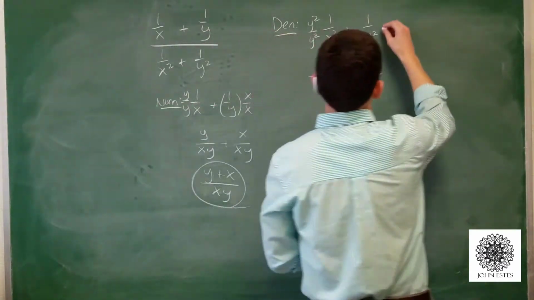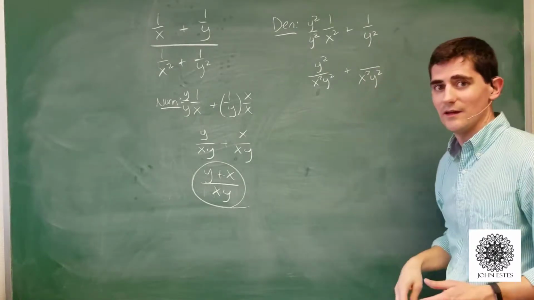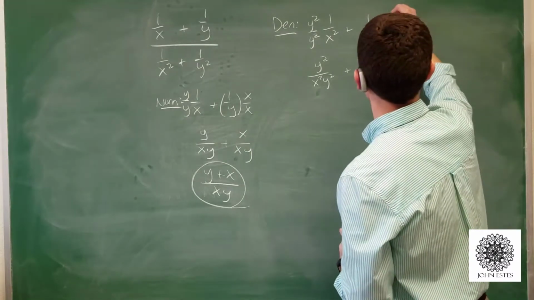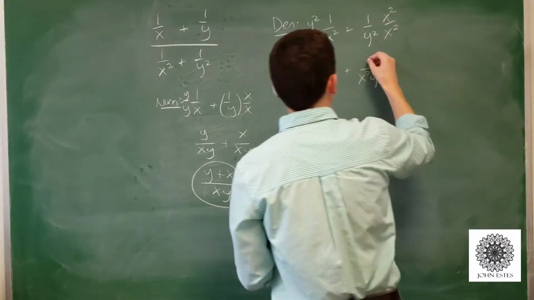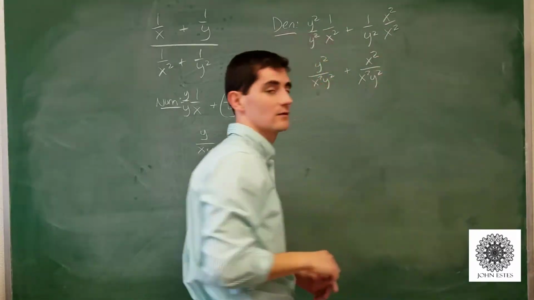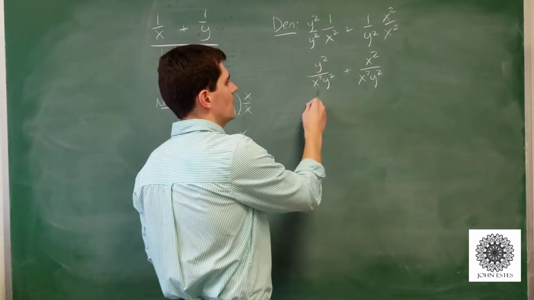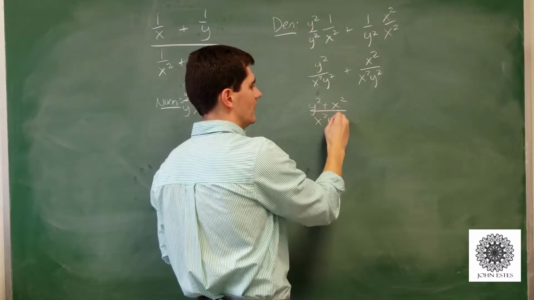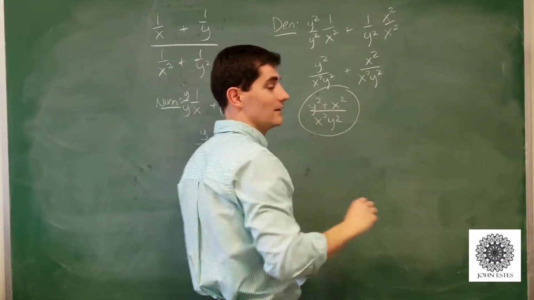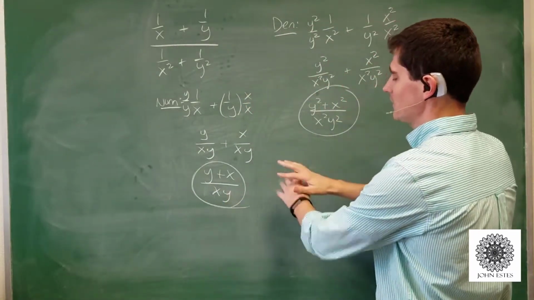Now in the second expression, again, what's missing from here to here? The x squared. So simply multiply in x squared over x squared. So my second term ends up with x squared divided by x squared y squared. So now I have y squared plus x squared divided by x squared y squared. That is now my denominator. Okay, so now I need to combine these two things.